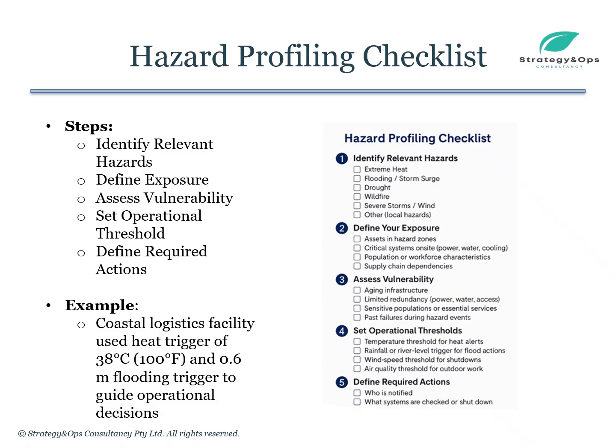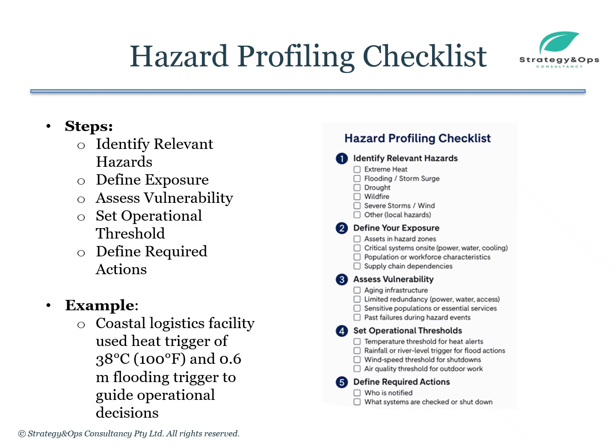Flooding threshold. The site identified 0.6 meters of local road flooding as the point where delivery trucks cannot safely enter. When this threshold is forecast, the facility accelerates outbound shipments, reroutes trucks, and moves critical stock to higher shelving.